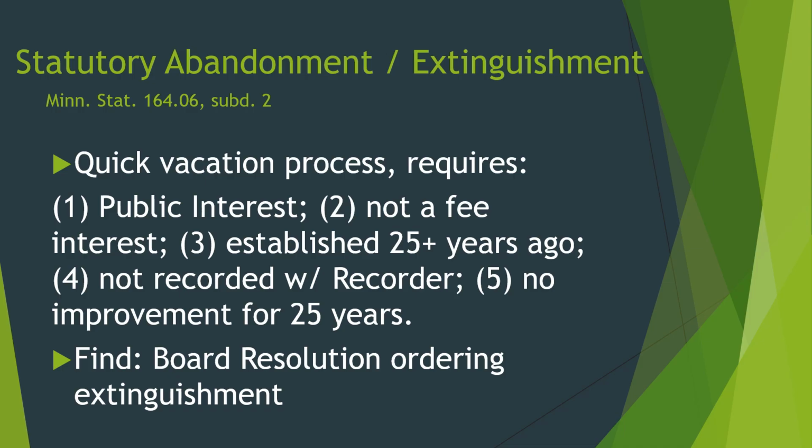Okay, these things here, listed 1 through 5, have to be true to use this process at all. First, the board has to decide it's in the public interest to get rid of this road, and they'd have to make the findings that it isn't good for the public to keep it, or it'd be better for us to get rid of it. Second, the town can't have a fee interest, meaning it can't really own the property. It's supposed to be just for rights of way, an easement of some kind.